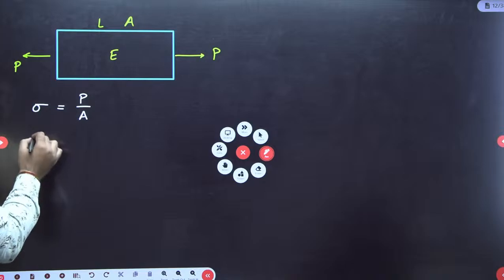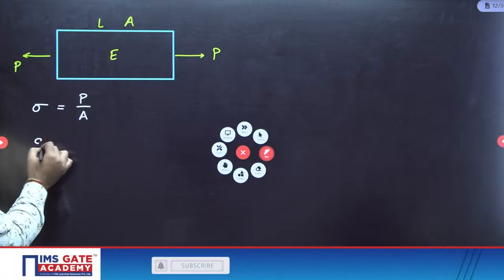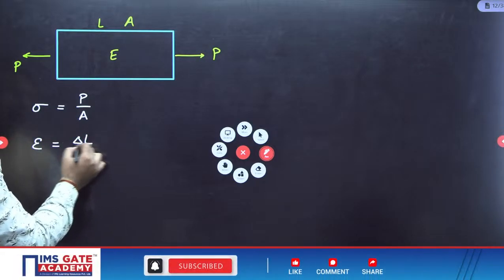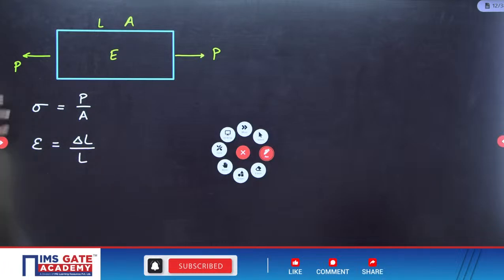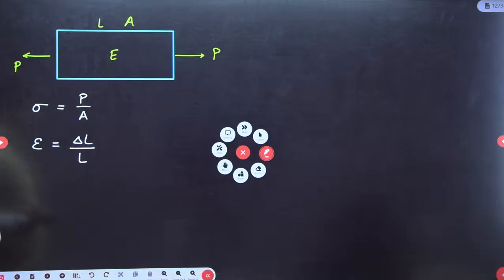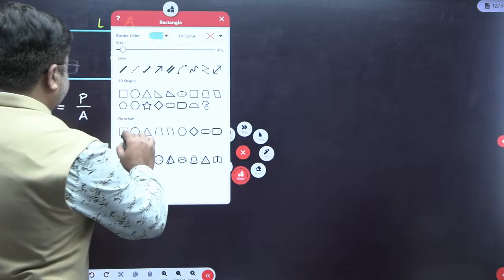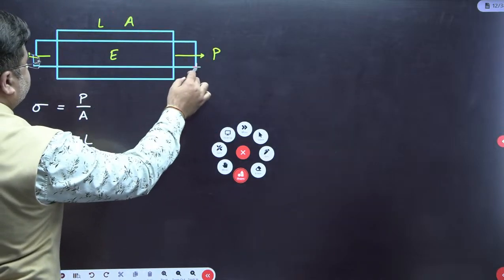Next, strain in this bar is equal to change in length per unit length of the bar. So this is your stress, this is your strain, right? If you have to observe the deformed shape, this is how the deformed shape will look like.